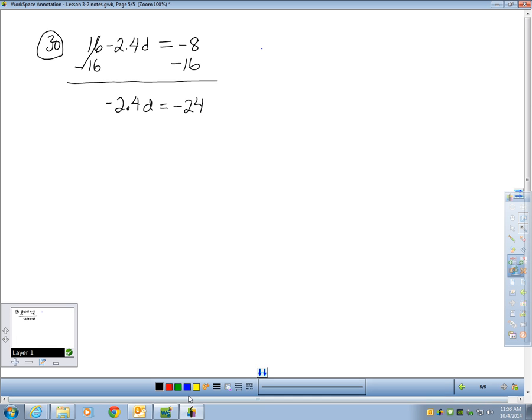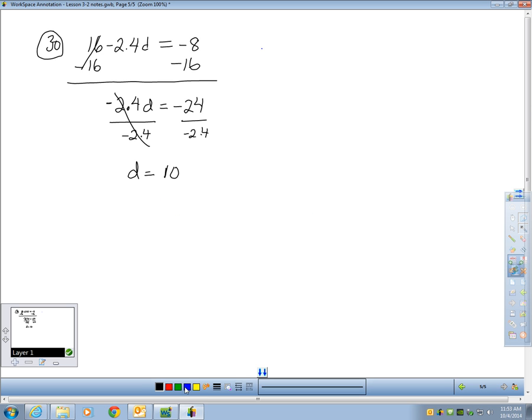Okay, now think about the onion again. I'm multiplying d by negative 2.4. So to get rid of this layer of the onion, I'm going to have to divide by negative 2.4. That's the inverse of multiplying by negative 2.4. So I'm going to use the division property of equality and divide by negative 2.4 on each side. And negative 24 divided by negative 2.4, if I'm doing that in my head right, that's positive 10.